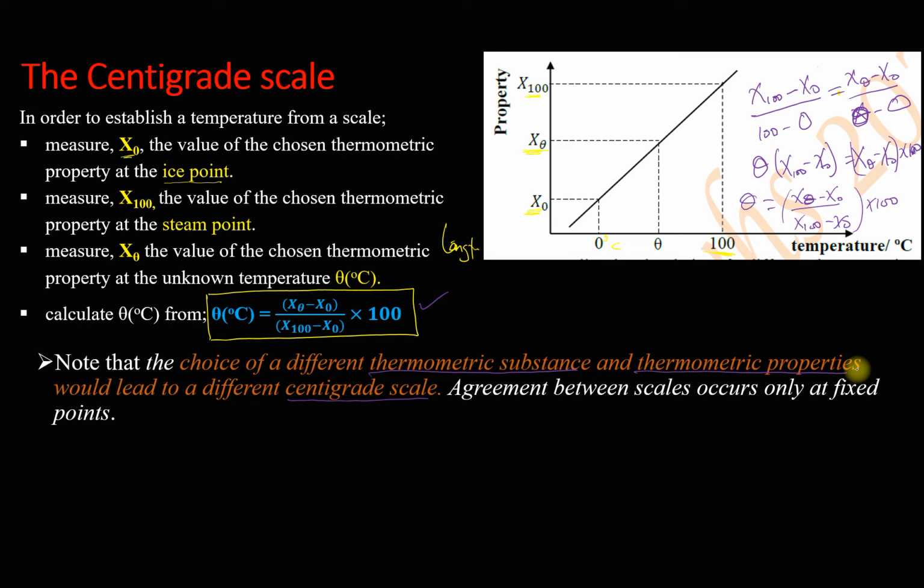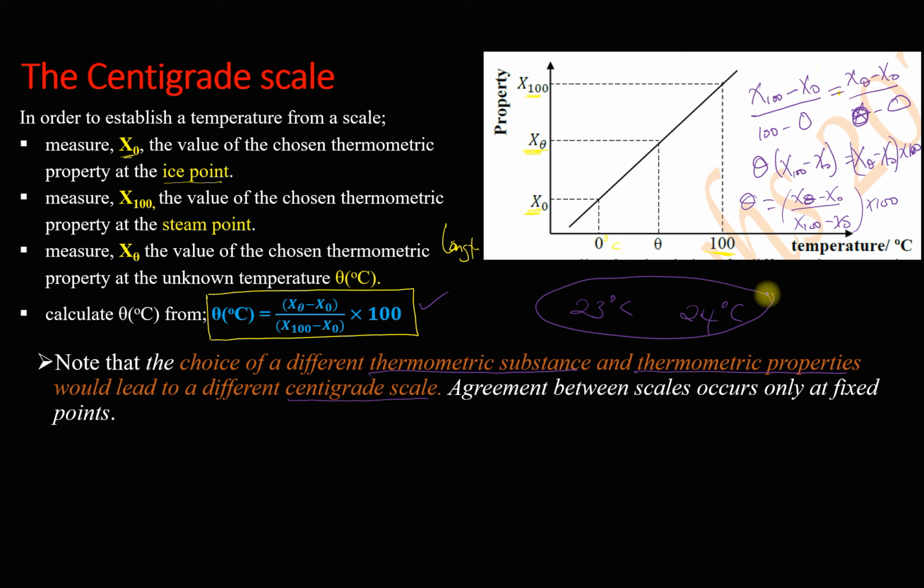So two thermometers, one using mercury, another one using alcohol, may measure room temperature, and one gives, let's say, 23 degrees Celsius, and another one gives 23 or 24 degrees Celsius for the same room. And why are they not agreeing at the room temperature? It's because the thermometric properties, we assume that they vary linearly with the temperature, but they do not perfectly vary linearly with the temperature. That's number one. These thermometric substances may not actually behave the same way. So that is a disadvantage of the centigrade scale.